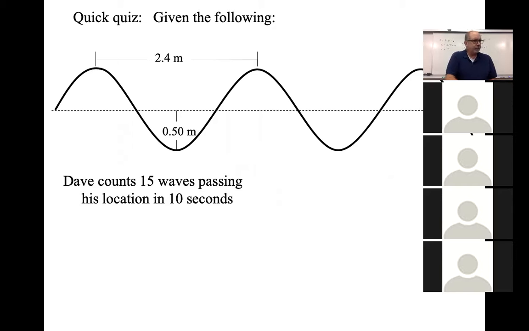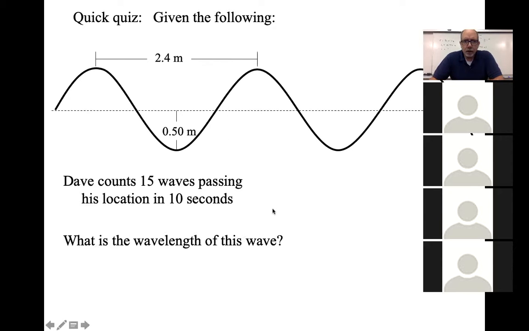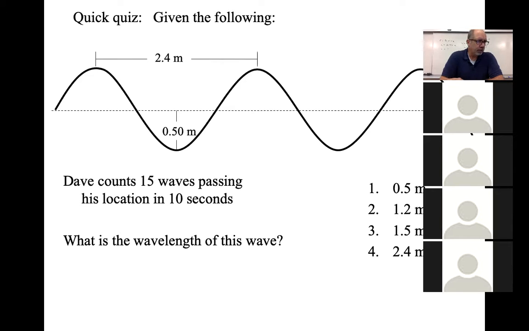Given the following, what is the wavelength of this wave? Is it 0.5 meters, 1.2 meters, 1.5 meters, or 2.4 meters? If you were in my room, and I wish you were, I'd have you hold up fingers. But I can't do that, and I can't even get gallery view while I'm recording, so I'm going to ask you to use the chat window. Which choice: 1, 2, 3, or 4? What is the wavelength of this wave?